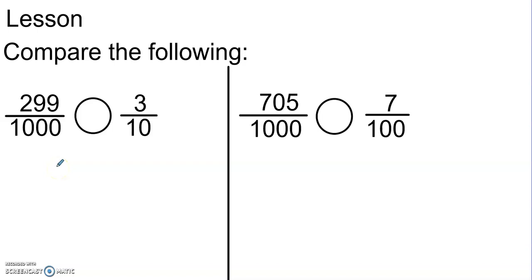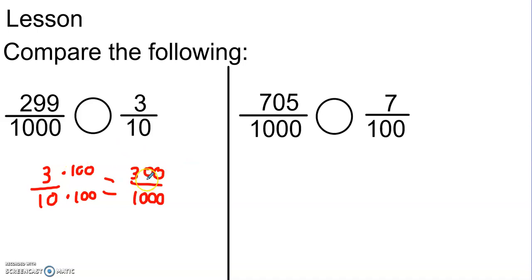So going back to last year's skill, we have 3 over 10. What am I multiplying my denominator by to get 1,000? Right? And that would be 100. Remember, whatever you multiply the denominator by or the numerator by, you need to multiply the other one by. So then the 3 we have to multiply by 100 as well. So 3 times 100 gives us 300. And 10 times 100 gives us 1,000. Now that we have our conversion, we know that 3/10 also equals 300 thousandths, right?